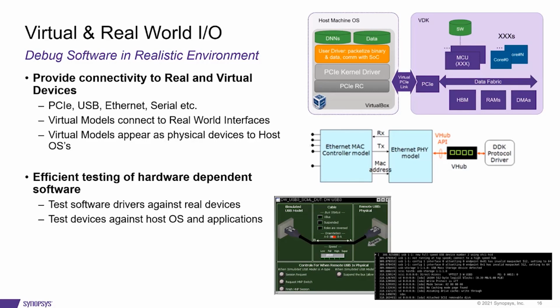Virtual I/O allows the virtual prototype to appear like a real device to the software OS hosting the simulation. In the example shown, the VDK appears as a PCIe endpoint to the guest OS, running on the VirtualBox being executed on the host PC. These features allow virtual prototypes to interact with the real-world environment, providing the real-world stimulus required in test setups.